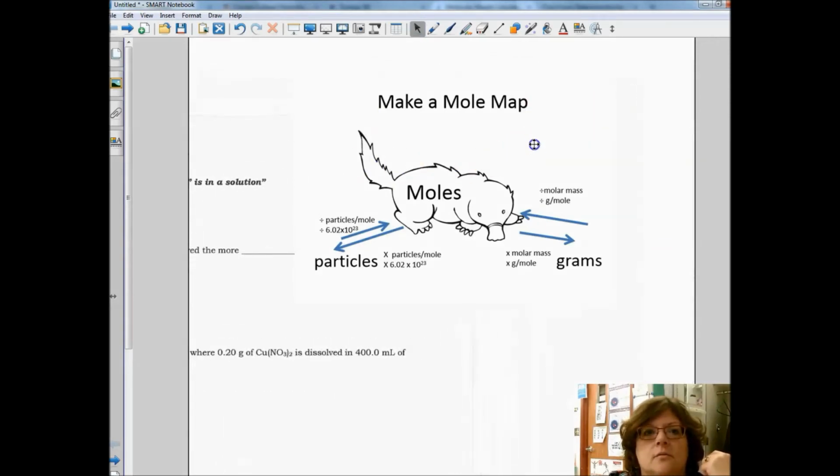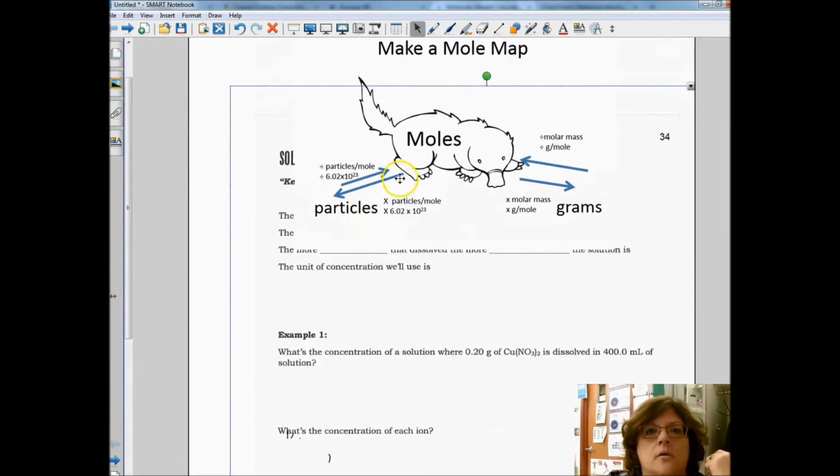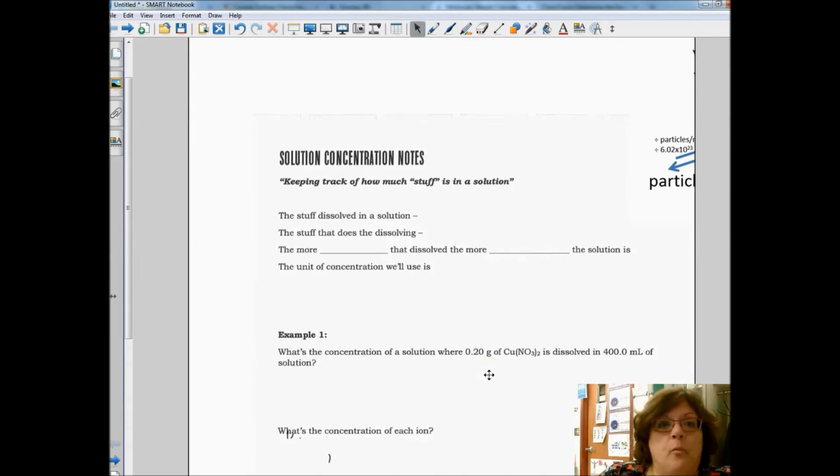All right, so we're going to do a discussion on solutions this morning. When we're talking about a solution, we tend to be talking about a well-mixed mixture, usually with water, although there are lots of kinds of solutions. The stuff that dissolves in a solution is called a solute. The stuff that does the dissolving is called the solvent.